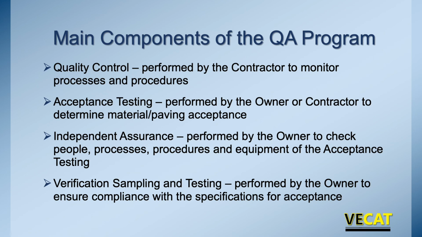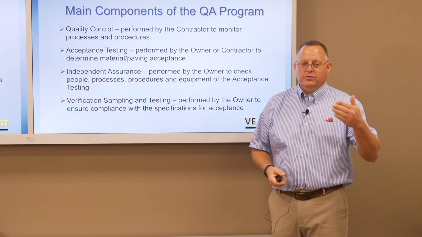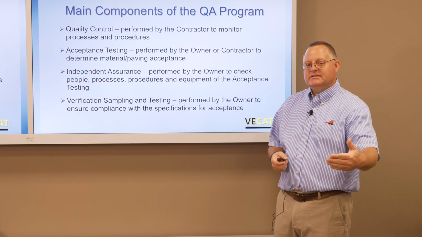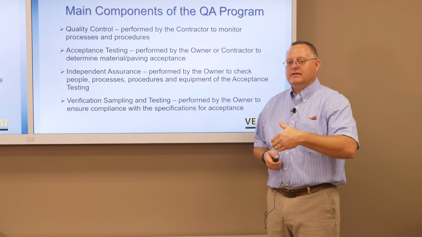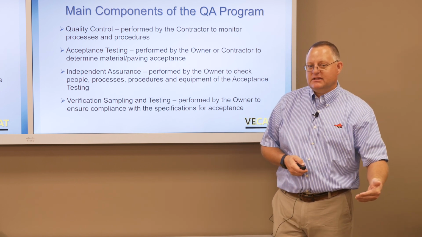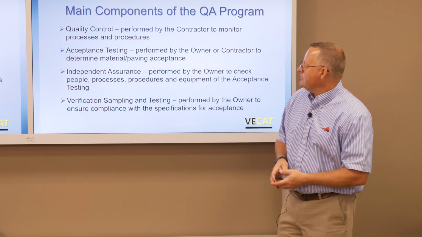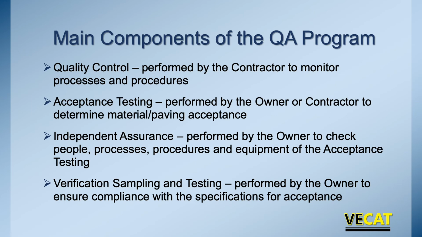Acceptance testing, depending on what it is, is either done by the contractor or the owner. In this case, the contractor is doing the acceptance testing, so they're going out, they're doing the density testing. VDOT or their rep is overseeing it, but the actual acceptance testing for density is done by the contractor. So they do the acceptance testing. We talk about independent assurance.